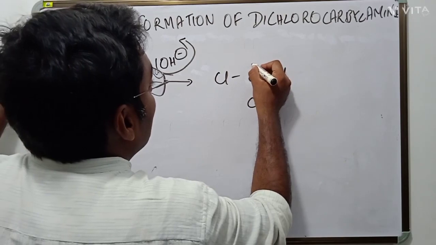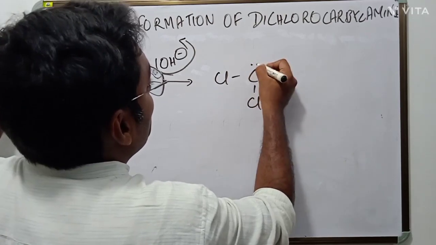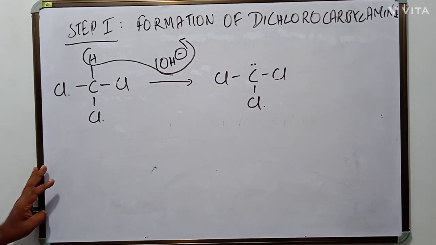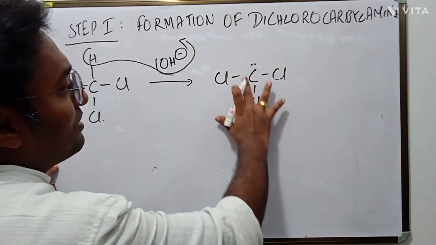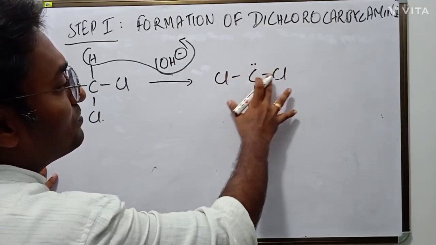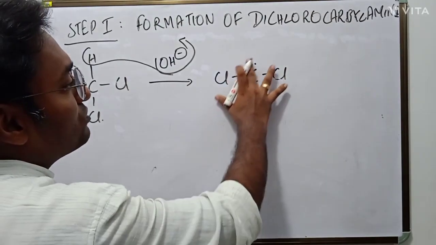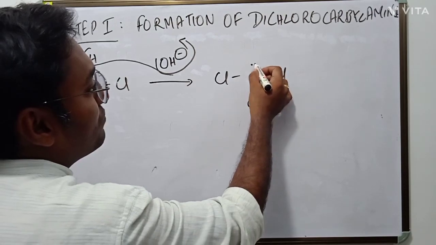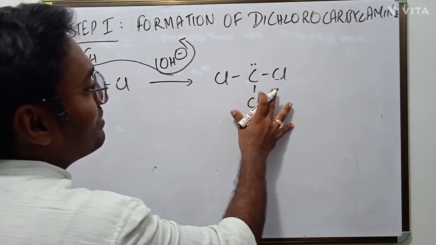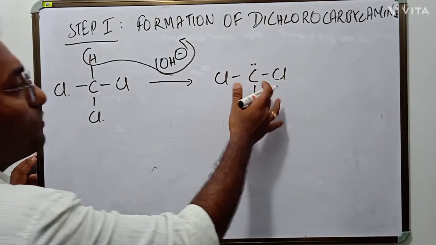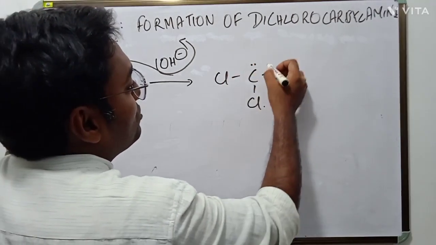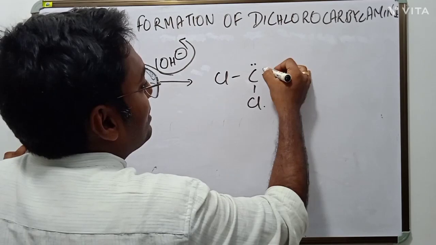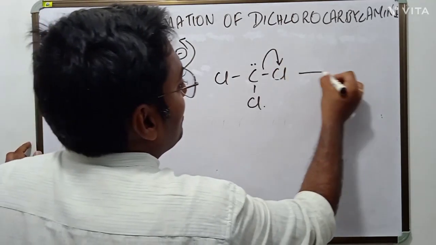When it takes the H, what would happen? It takes H without taking its electron, so the 2 electrons lie here itself. Now this condition is very unstable. There is supposed to be 4 electrons around the carbon atom, but this is 1, 2, 3, 4, 5. So this is very unstable, and this carbon doesn't need an electron, only then it can be 4.